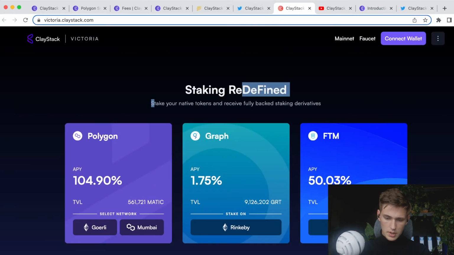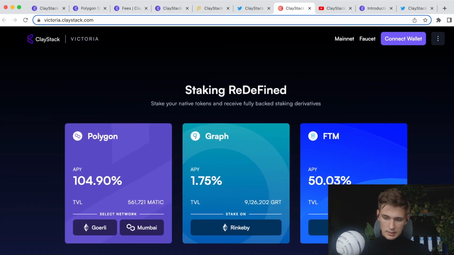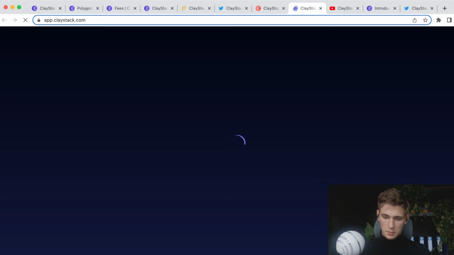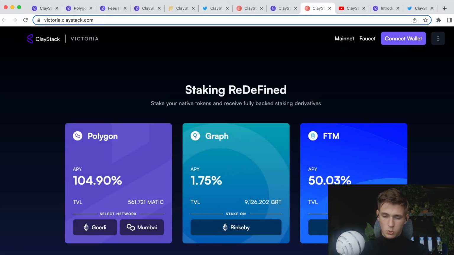Okay, moving on over here to staking redefined. Stake your native tokens and receive fully backed staking derivatives. Here we see Polygon, Graph, and FTM with some pretty high APY rates. And yeah, this is also pretty interesting to see. This is Claystack and Victoria. And from here, you can also go to the mainnet where we were just a minute ago. And from here, you can go to Victoria.